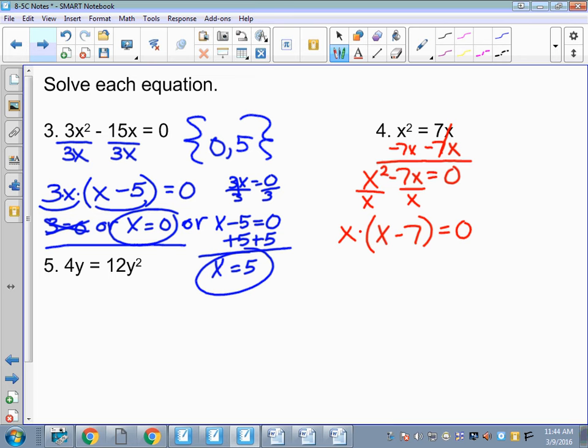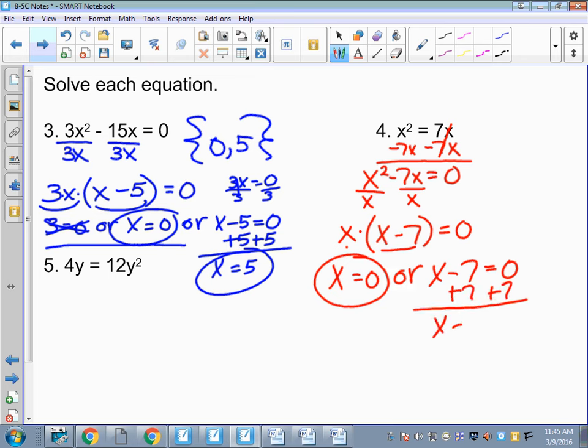I have a product that equals 0, enter in ZPP. So x is equal to 0 or x minus 7 is equal to 0. I have two factors, x and x minus 7. You set both of them equal to 0. This one's done for us, which is fantastic. And then x minus 7, I'm going to add 7 to both sides. So the other solution is x equals 7. So my two solutions here are 0 and 7.